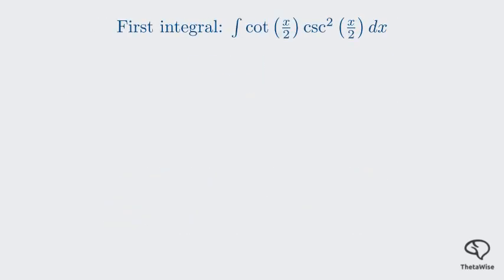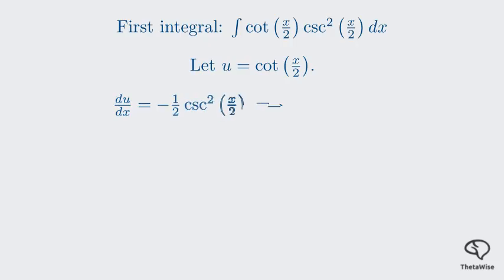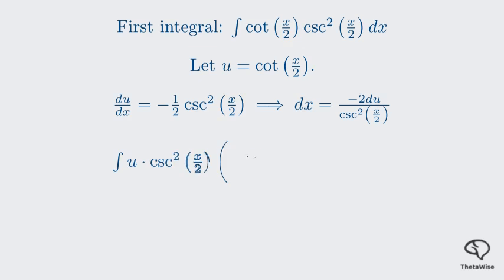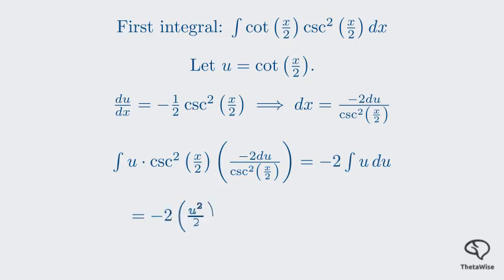We let u equal cotangent of x over 2. The derivative du is -1/2 cosecant squared of x over 2 dx. This means dx is negative 2 du over cosecant squared x over 2. Substituting this into the first integral, the cosecant squared terms cancel, leaving negative 2 times the integral of u. The result is negative u squared, which is negative cotangent squared x over 2.